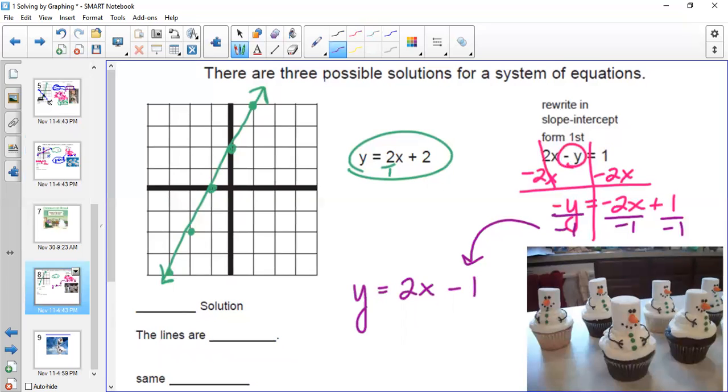So I'm going to graph that one here in purple. So go down 1. And we're going to go up 2, right 1 with our slope. Or down 2, left 1 to draw our picture. All right, so again, the solution is where the two lines cross. So ask yourself, where do these two lines cross? Well, there's nowhere on our graph. Will they ever cross? And the answer is no.